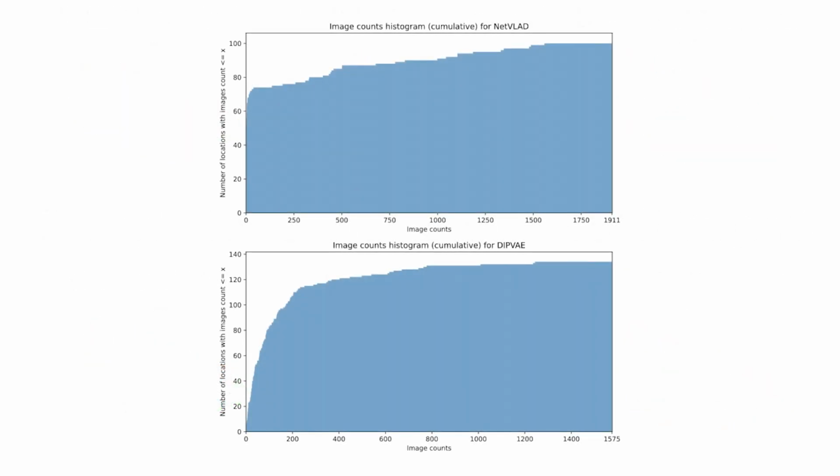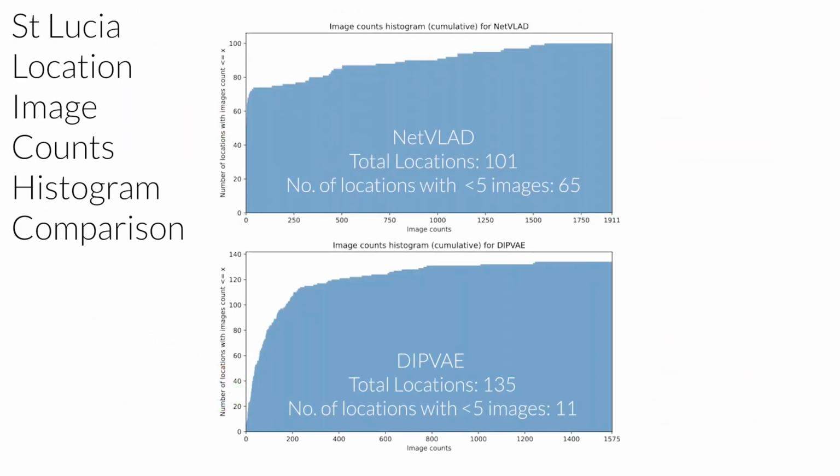In the histograms presented, locations with fewer than 5 images are highlighted. This is significantly higher for NetVlad, given that out of 101 locations, 65 locations have very few images. We argue that NetVlad produces a disproportionately large number of locations with fewer than 5 images due to the lack of sufficient continuity.